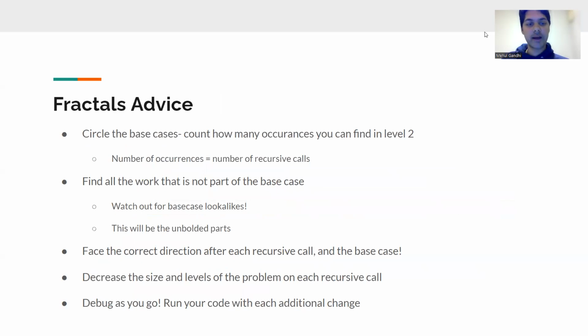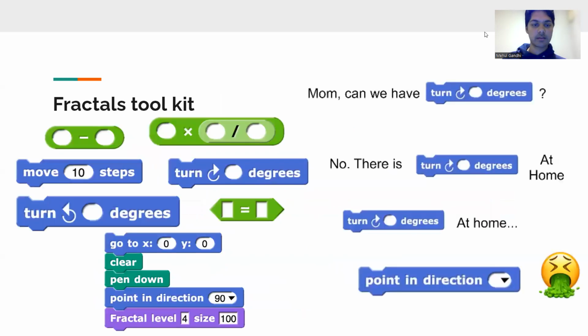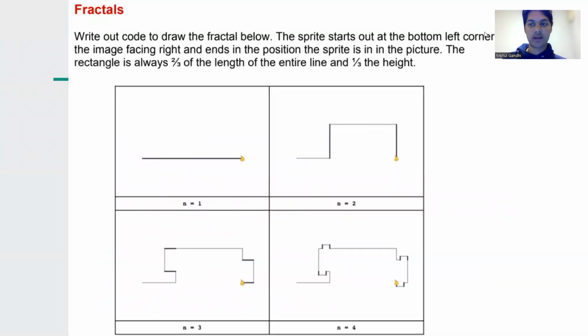Okay, so fractal advice. Going a little bit forward, this is what a fractal problem will look like on a midterm exam, right? So we have four cases, and we have the base case n equals one. This one is just a straight line. We usually start pointing in the direction 90 degrees.